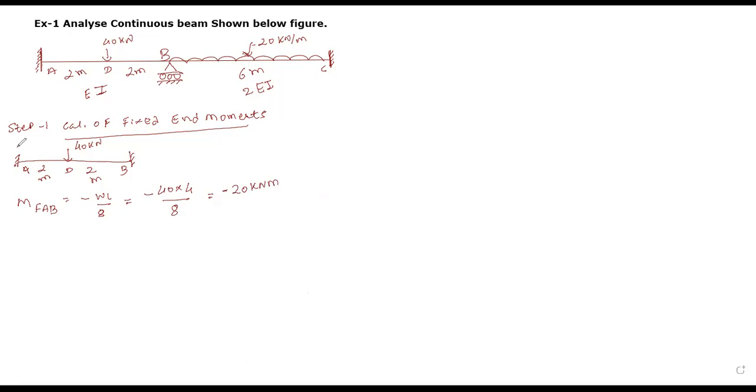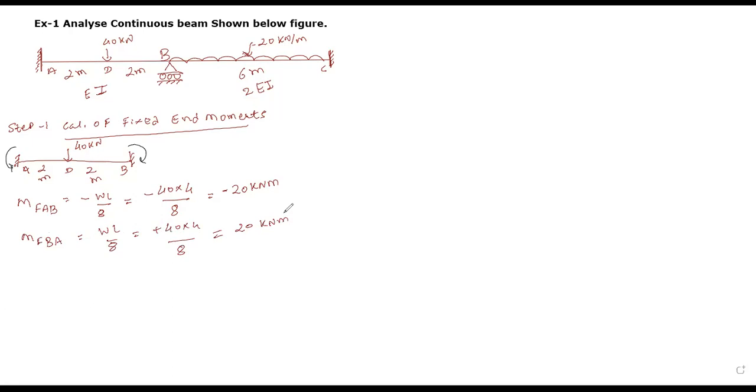We also discussed in the last lecture that the moment on the left-hand side will be anticlockwise and the moment on the right-hand side will be clockwise. So MFAB is the left-hand side portion, that's the reason for the minus sign. MFBA is the right-hand side moment, which is clockwise. Let me calculate MFBA: plus WL by 8 fixed moment. So we will get plus 40 into 4 divided by 8. So we will get plus 20 kilonewton meter. I hope it is clear to all of you.